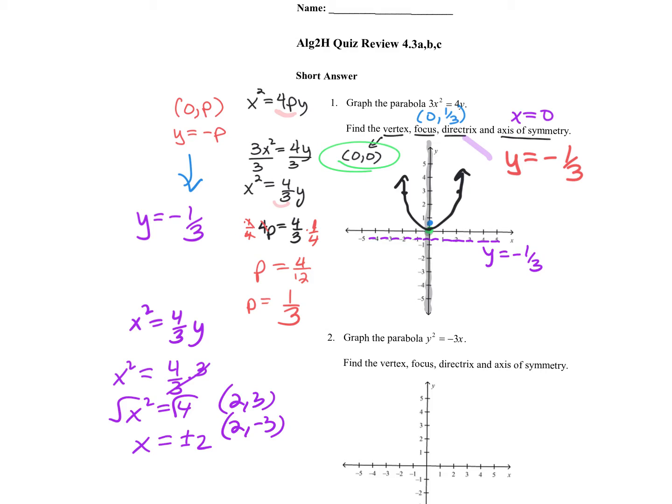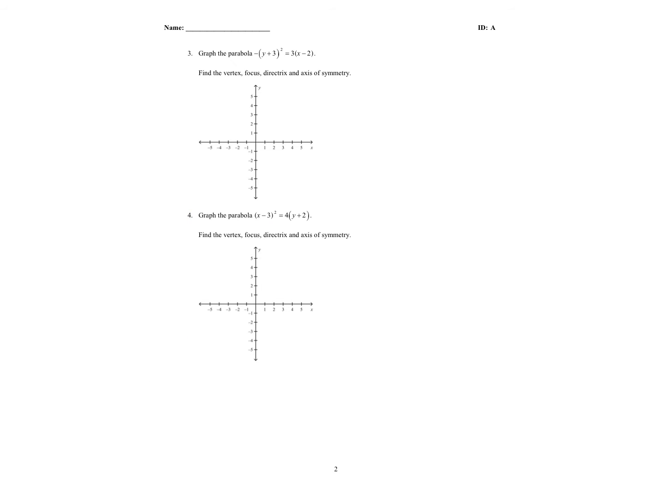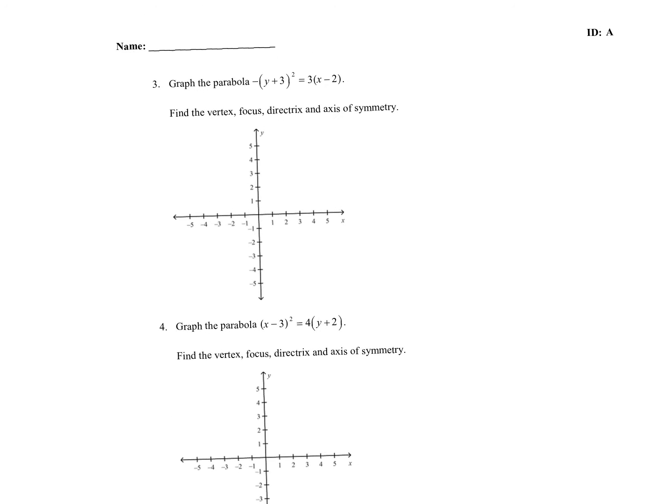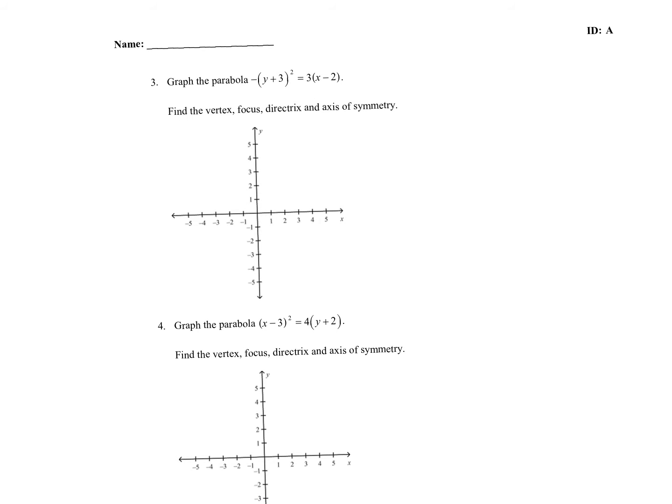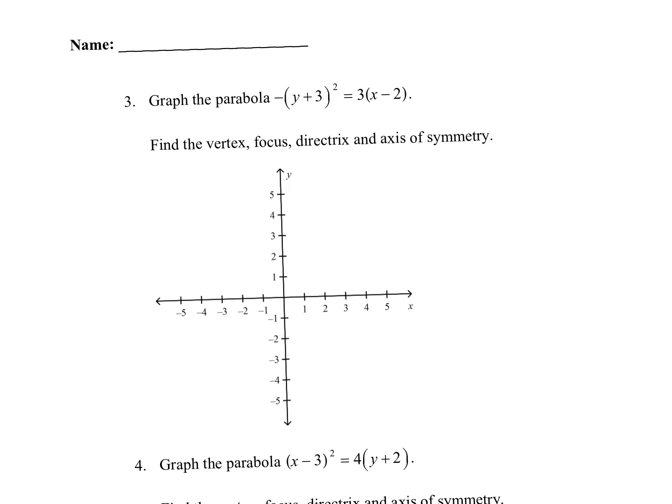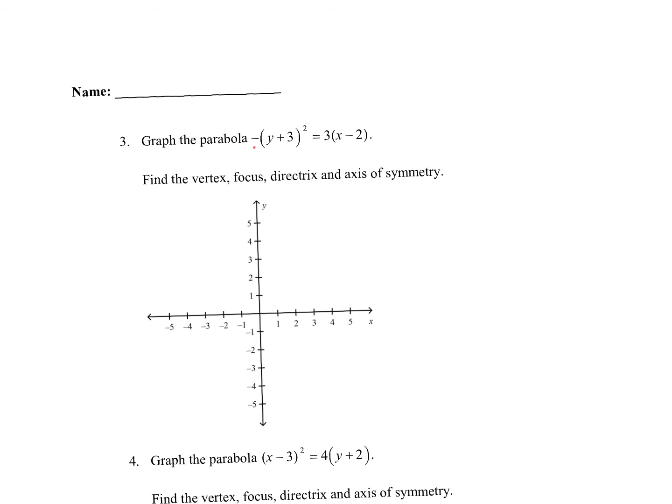So let me try number 3. Questions where you're graphing the parabola may be like this, where your vertex is not at the ordered pair 0, 0. So be ready for either type. So for number 3, remember step number 1 is to isolate the squared term. So what I need to do here is move this -1 to the other side. So then my equation is going to be (y + 3) squared equals -3(x - 2).